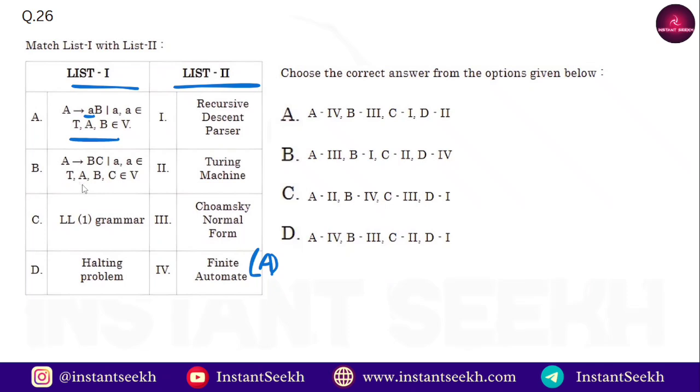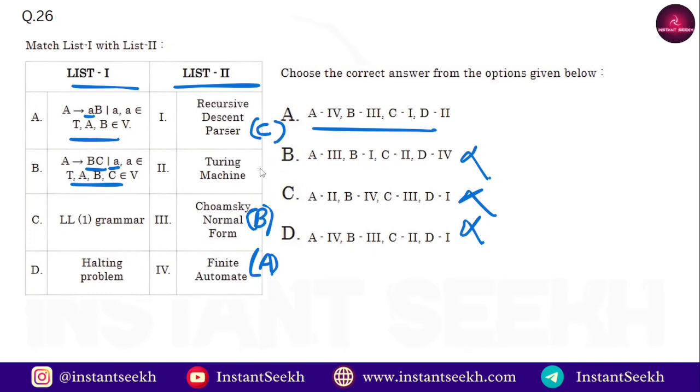Next, this represents a rule in context-free grammar where A can be replaced by B, C or A. This type of rule is suitable for Chomsky normal form. So B goes for the third one. Let's try to eliminate. A goes for 4, so straight away these two get eliminated. B goes for 3. Next, LL1 grammar is a type of context-free grammar that can be parsed by a recursive descent parser. So option number 1 goes for C. Let's try to eliminate. This gets eliminated and we have our correct pattern here.